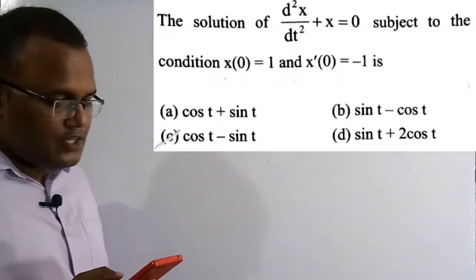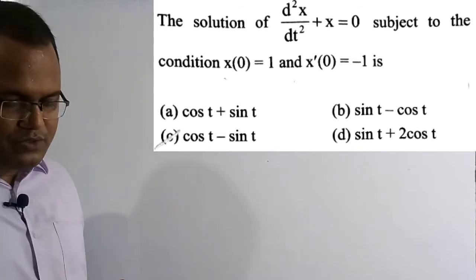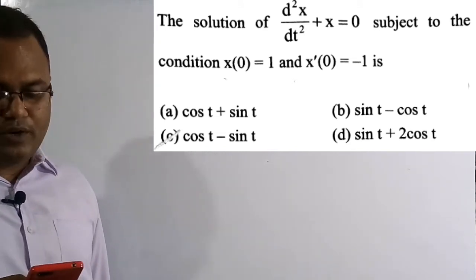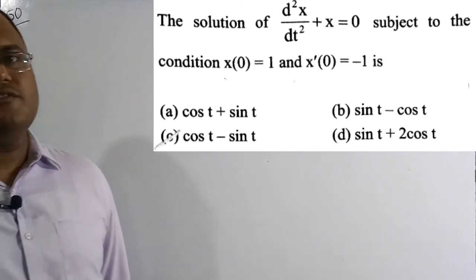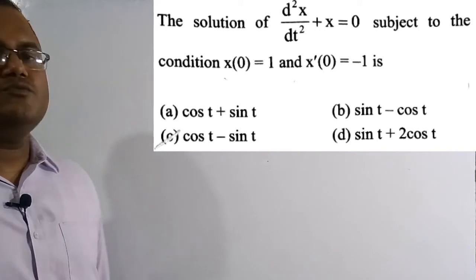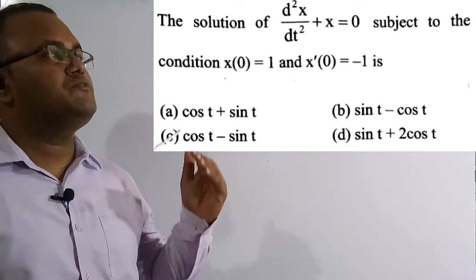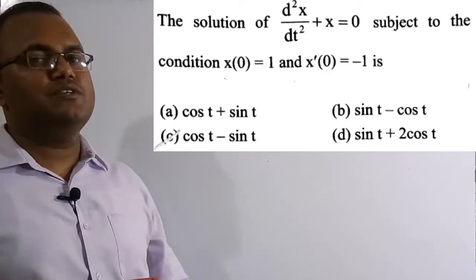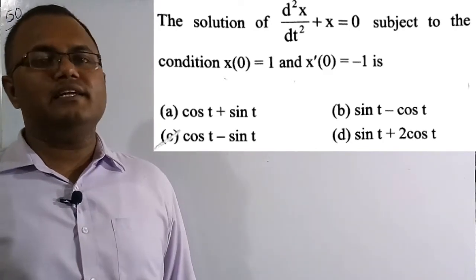See the question here: the solution of d square x by dt square plus x is equal to 0 subject to the conditions of x of 0 is equal to 1 and x dash of 0 is equal to -1. So basically they are given a differential equation and also two initial conditions. Based on this we have to find the solution. Out of these four options, option C, which is cos t minus sin t, is the correct solution of this question.